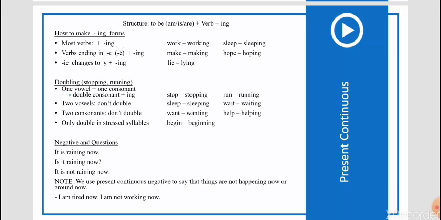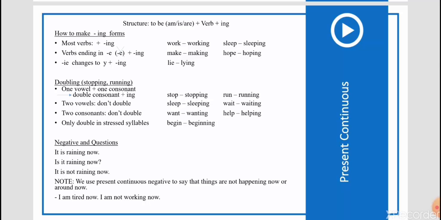2 vowels don't double. When we have 2 vowels, we do not double the last consonant. For example, sleep, double e, sleeping. Wait, waiting. So a and i are double vowels and we do not double t.